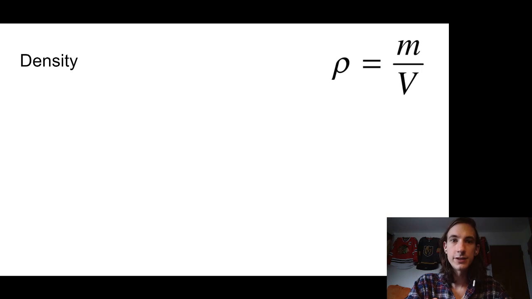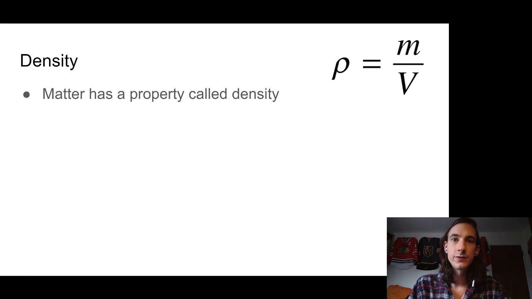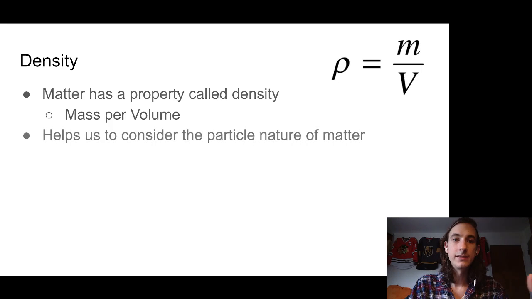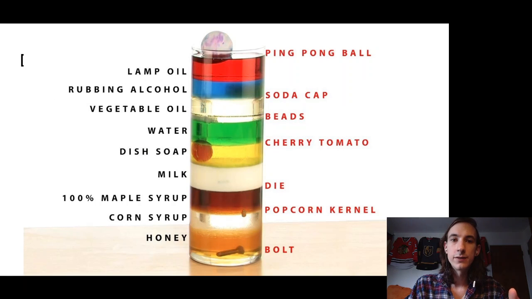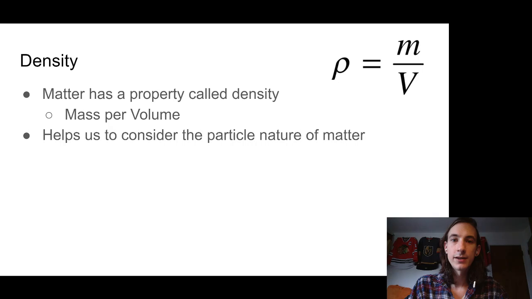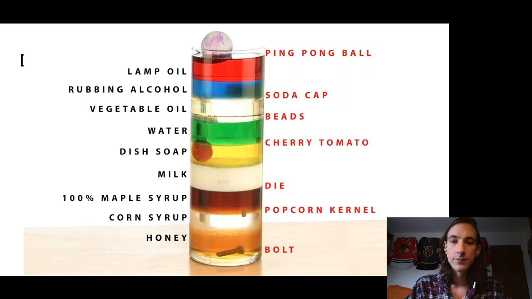The very first thing that we talked about when we did static fluids was density. Matter has this property called density. It's really your mass per volume. So how much mass do you have contained in some volume? The important part about density is that it helps us think about this particle nature of matter. We have this equation for it: density, that rho, is equal to mass per volume. So we see that the denser an object is, it will sink, it'll settle below everything.